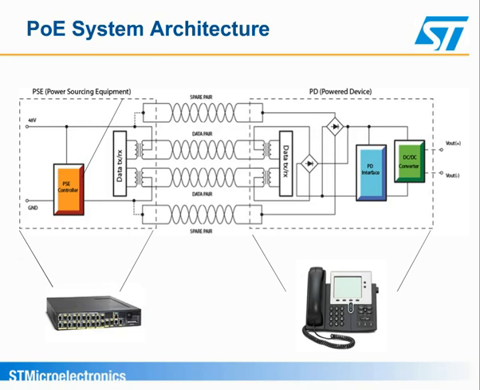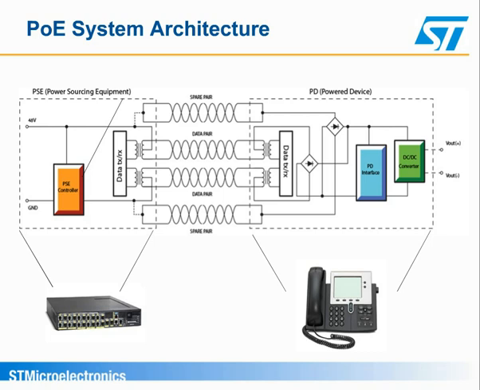The figure represents the architecture of a PoE system. On the left, there is a schematic representation of the so-called power sourcing equipment, or PSE, while on the right, a powered device, or PD, is shown. The PSE uses 2 out of the 4 twisted pairs in the Ethernet cable to supply the powered device with 48 volts DC. Alternatively, power can be delivered using data pairs or spare pairs.